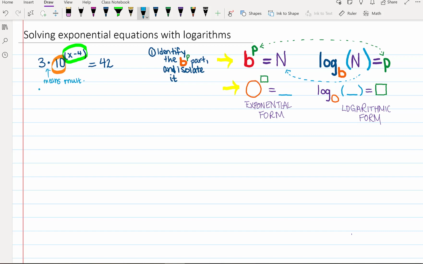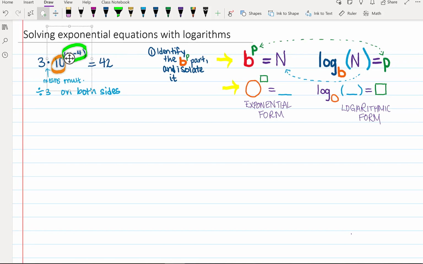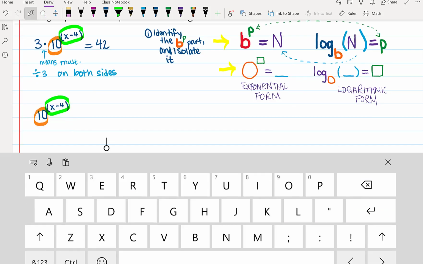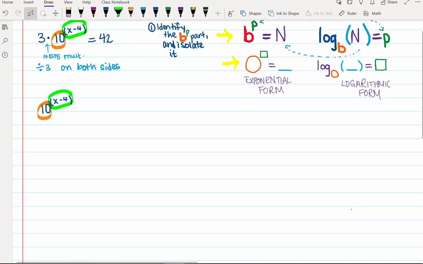So I'm going to divide by 3 on the left and on the right. Dividing the left-hand side of the equation by 3 eliminates it. So that portion is missing. What's left then is this portion I'm circling here, and I'm going to copy that. So now I have 10 raised to the x minus 4 on the left. On the right-hand side, I've computed 42 divided by 3. 42 divided by 3 is 14. So now I'm at my next step.